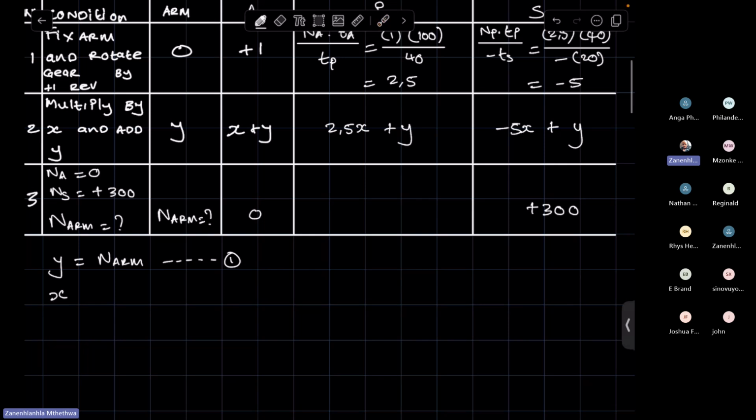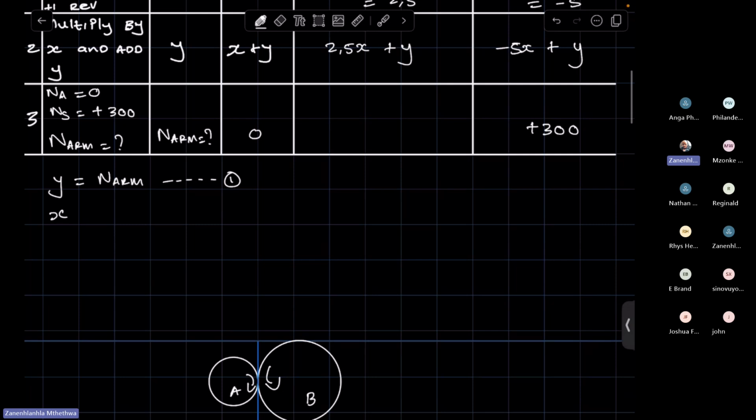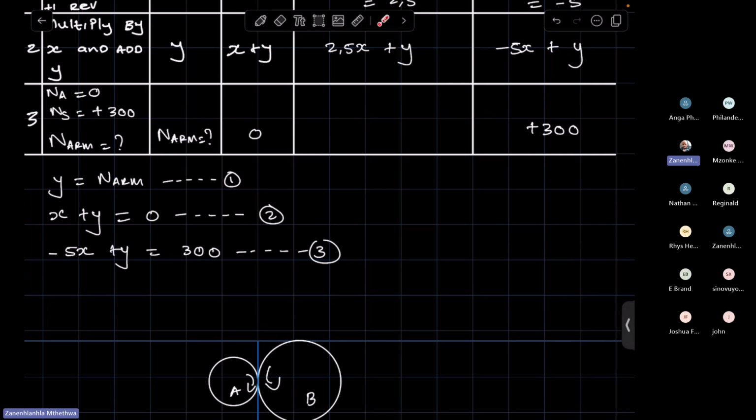So this will be x plus y is equal to 0. This you take as your second equation. To get your third equation, you then equate this second condition to this third condition. So you have minus 5x plus y is equal to positive 300. This becomes your third equation. So now you have formulated your equations.